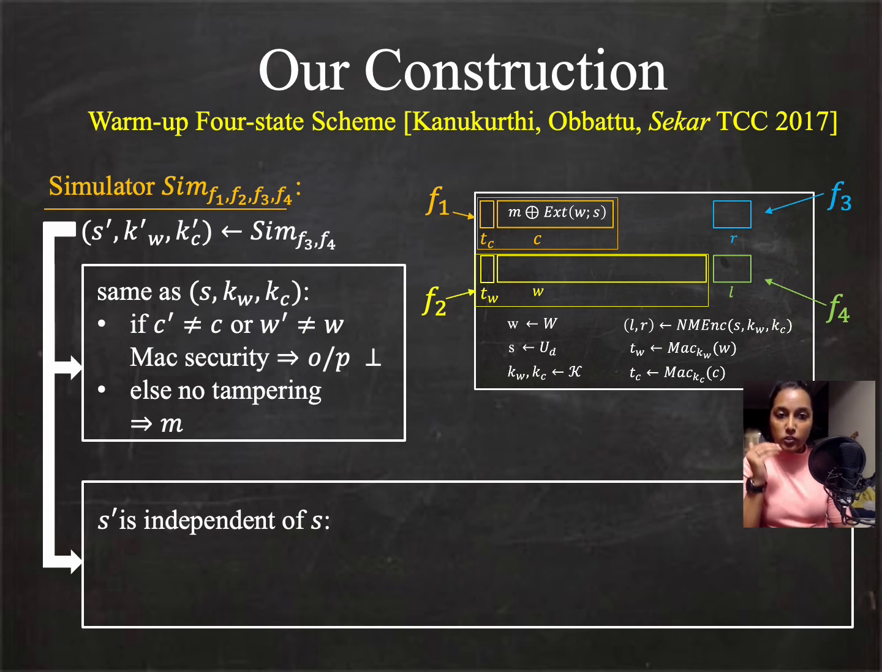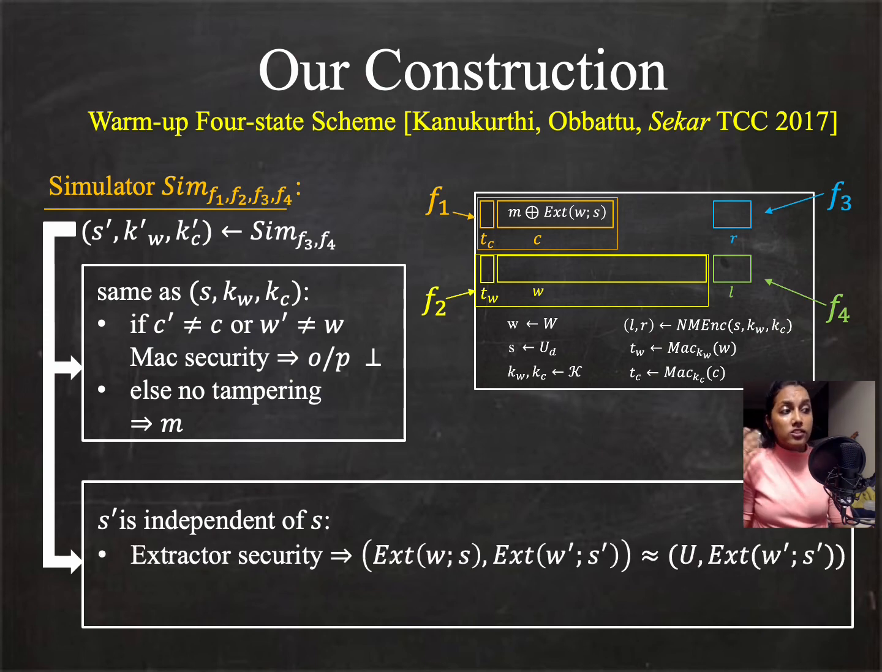Coming to the independent case, which is the major part, we are guaranteed here now that S prime is independent of S, and this is where we will use our extractor security. In other words, the extractor security would guarantee that the extractor output on W and S turns out to be close to uniform even given the extractor output on the modified W prime and S prime. Why is this so? Because this extractor output on W prime and S prime is just a function of W, as S prime is independent of S. So this is just pure extra information, which is f of W, which we can give. And the length of it can also be tolerated under extractor security.